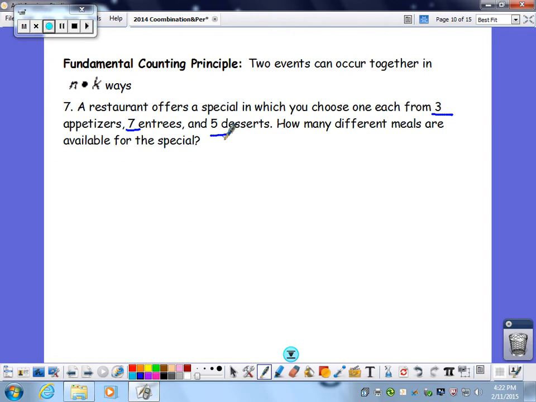All right, so it's all about how many choices. You have 3 choices for appetizers and 7 choices for entrees and 5 choices for desserts. So we're just going to multiply these together, assuming that we got to choose one of each. We got to take an appetizer, an entree, and a dessert, one of each. So when we multiply these together, there are 105 meals that we can make out of these different choices. So that's the fundamental counting principle.